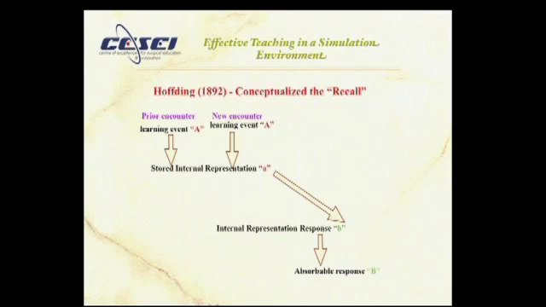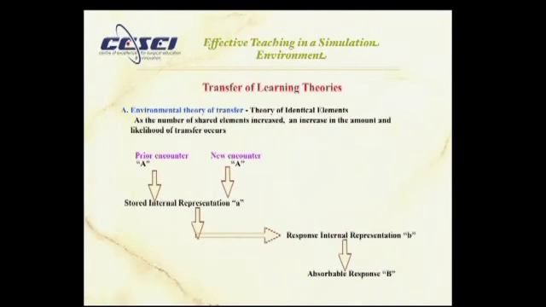So what he was saying is that when a prior event occurs, A, this prior event would have stored some information in our brain that triggers an internal response and an outside response of B. Now, based on this theory, a lot of people have developed theories for transfer of learning. One of the theories of transfer of learning is called environmental theory or theory of identical elements.